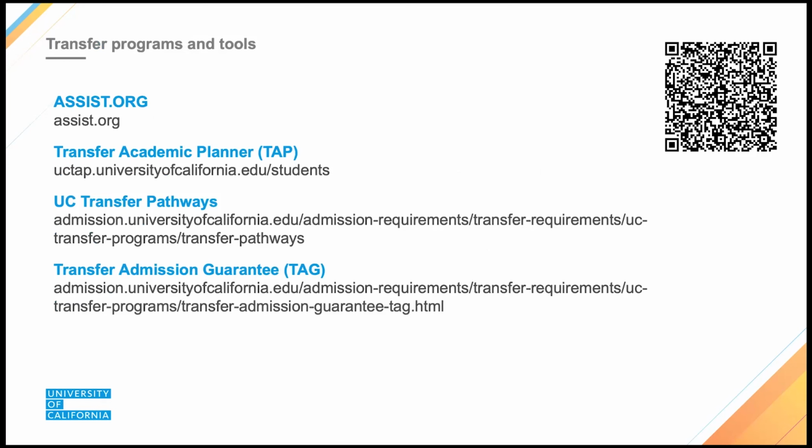So if you're trying to figure out whether your courses are transferable or not, there's assist.org, the Transfer Admission Planner, which can be used to help you track your minimum requirements, transfer pathways for those of you who are looking at ways on how to prepare to transfer to the UC, and then the TAG, which guarantees your admission to one of the 6 participating UC campuses.